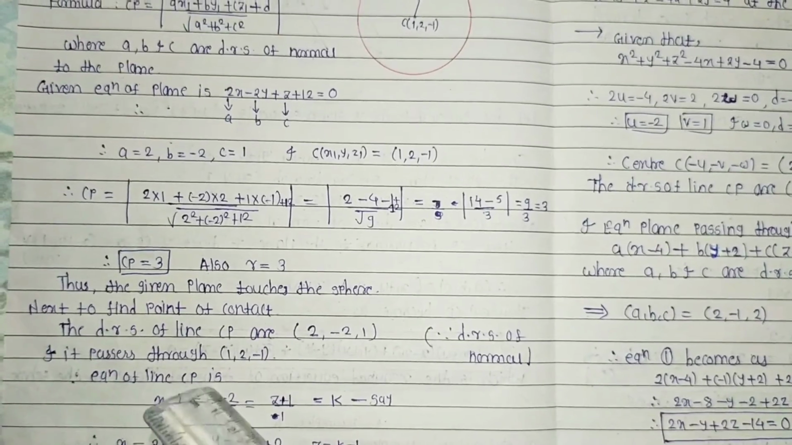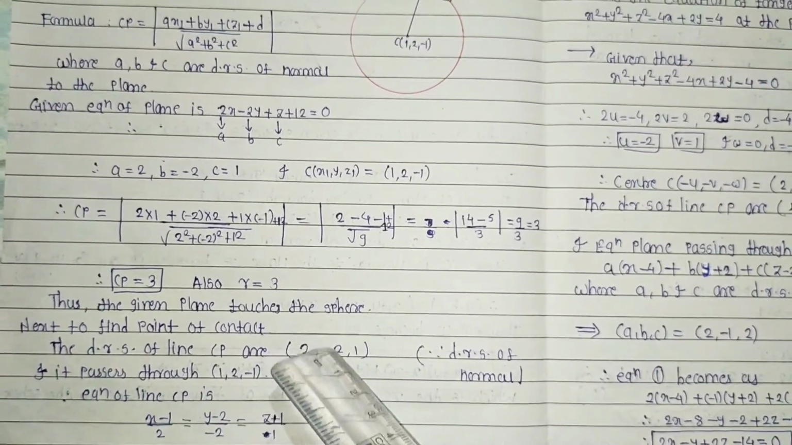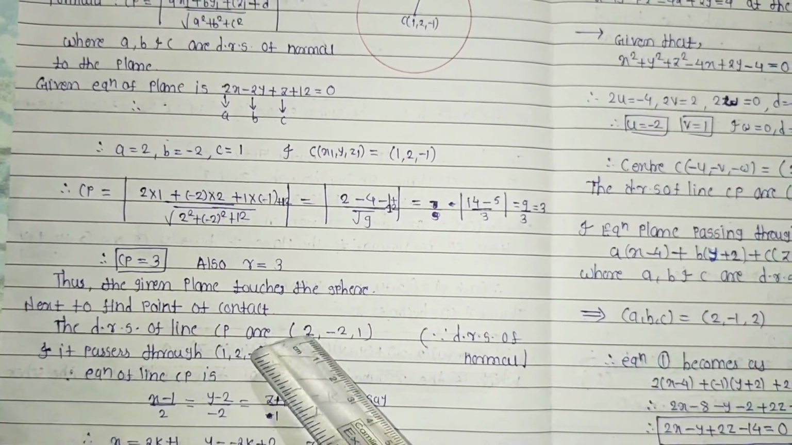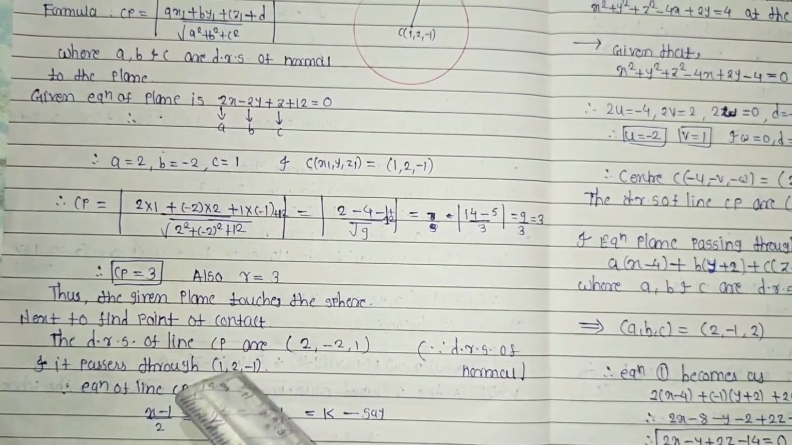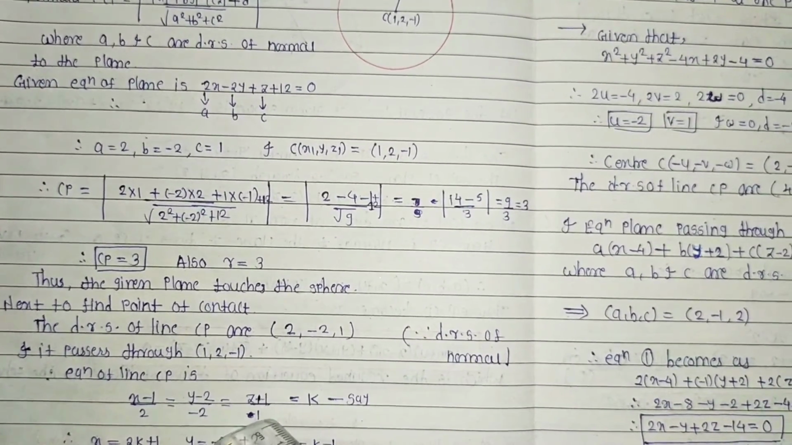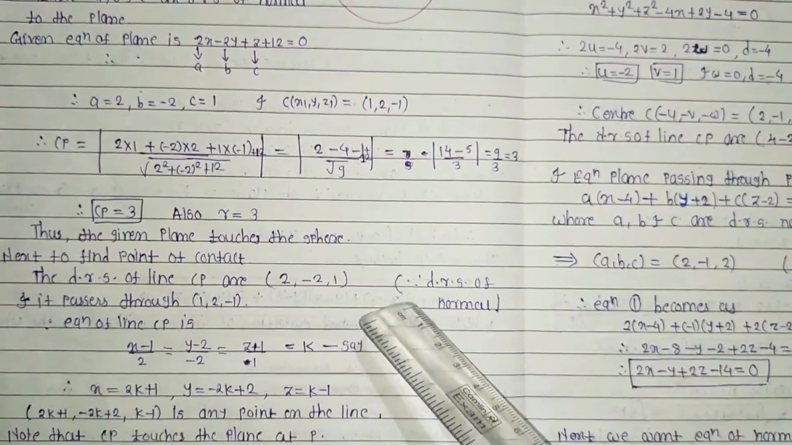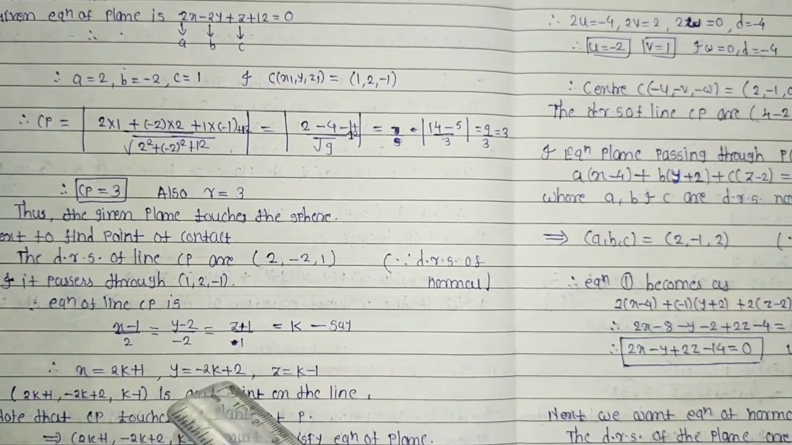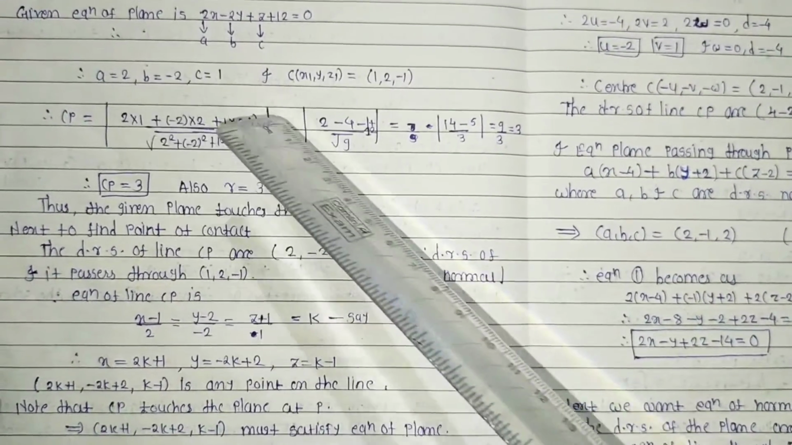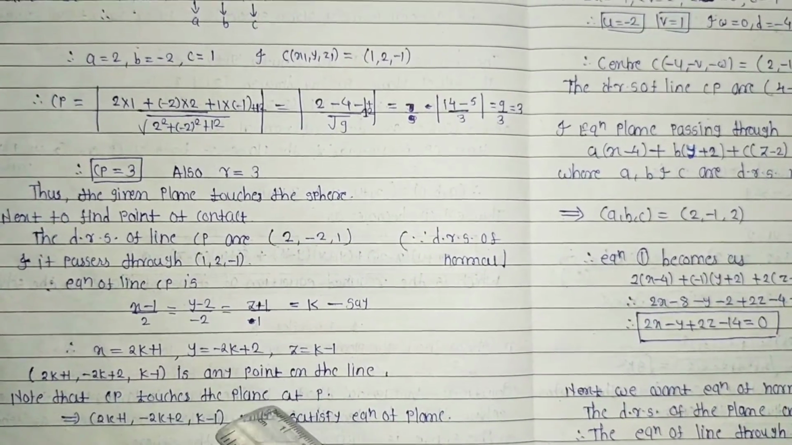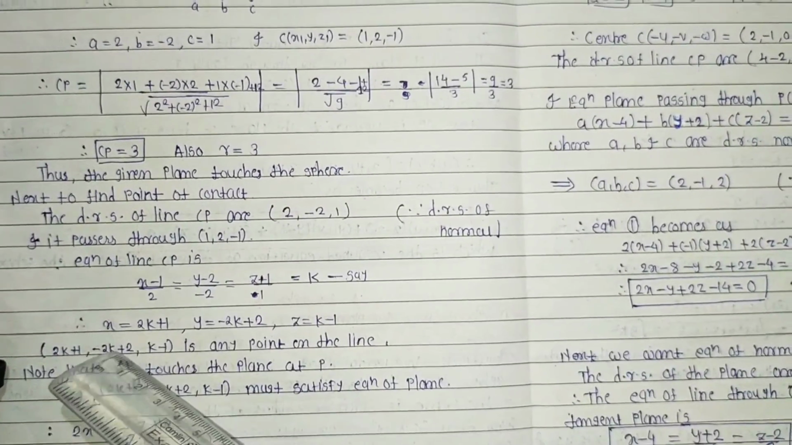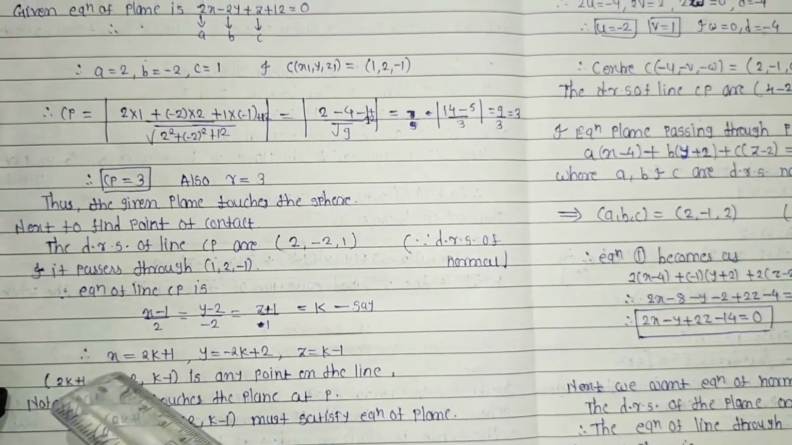So the equation of line CP through this point and having DRS 2, -2, 1 is (x minus 1) divided by 2, equal to (y minus 2) divided by -2, equal to (z plus 1) divided by 1, equal to k, say. Therefore we get x, y and z in terms of k, which gives any point that lies on the line. Note that CP touches the plane at point P, and this point is an arbitrary point, because k is a parameter.